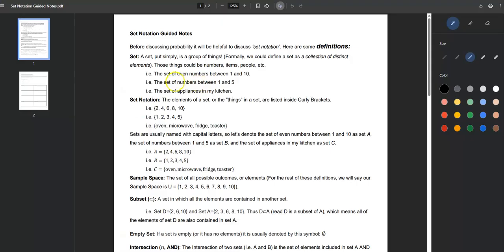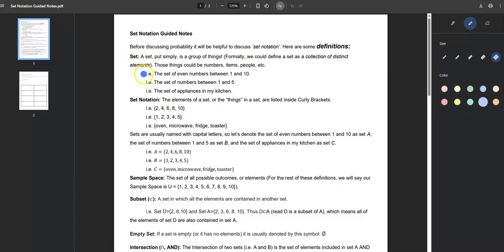So let's go through some of these vocab words to start with. That'll be our beginning here. So, yeah, let's start with those definitions. The first one is a set.